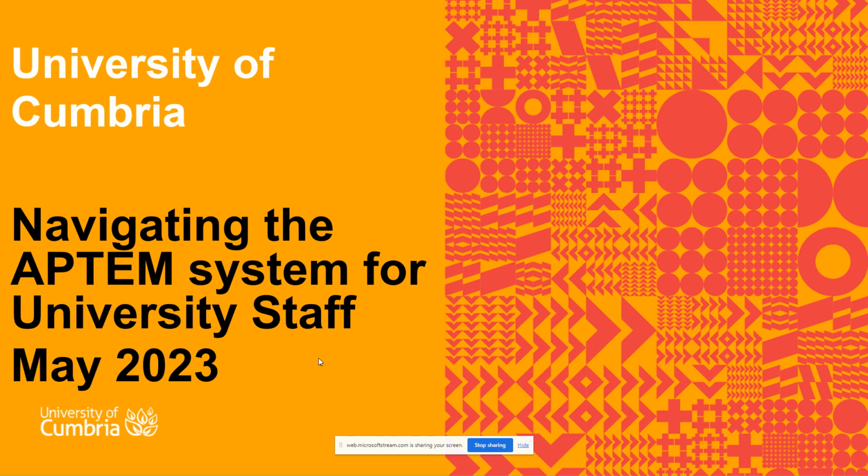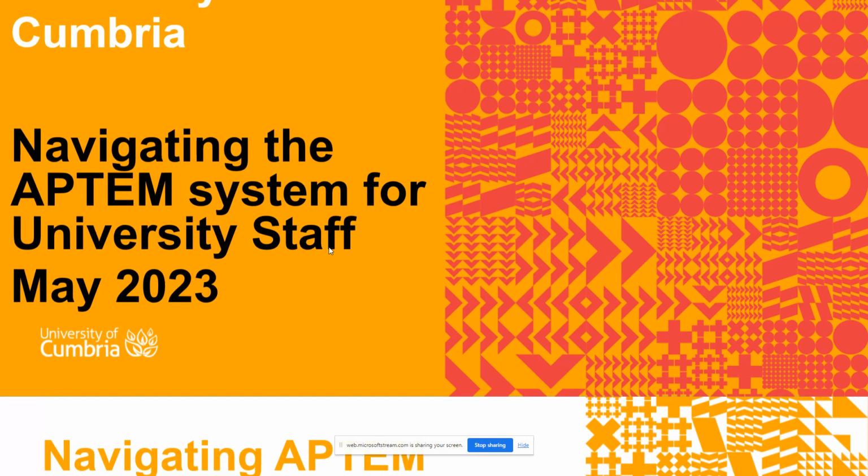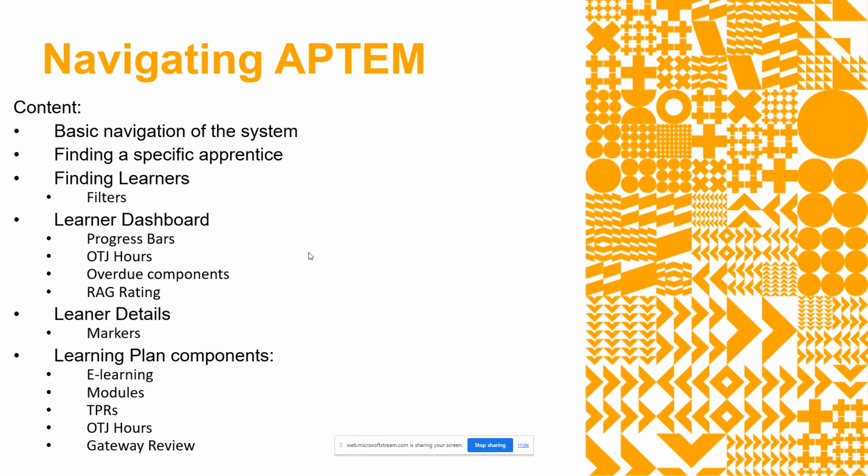The video is aimed primarily at academic staff that are going to be working with apprentices and using APTEM to manage their apprenticeship journey. During the video, we're going to cover basic navigation of the system, how to find an apprentice's record or finding specific learners. We're then going to look at the dashboard for the individual, the learner details, and learning plan components.